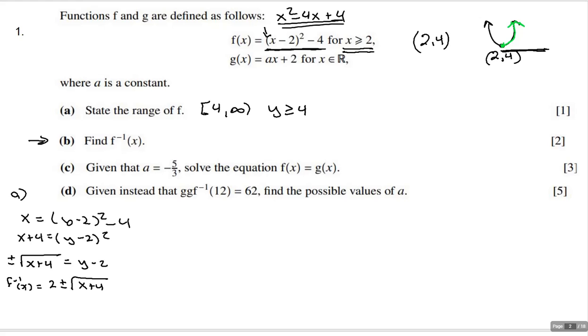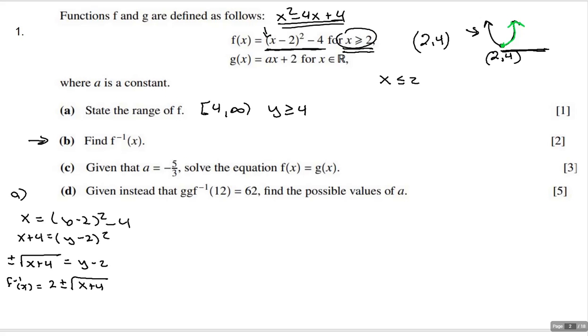If this had been different, and it would have said x is less than or equal to 2, which means we would have been using this side over here, then when we took the square root, it would have been negative square root of x plus 4. Does that make sense? Yeah.